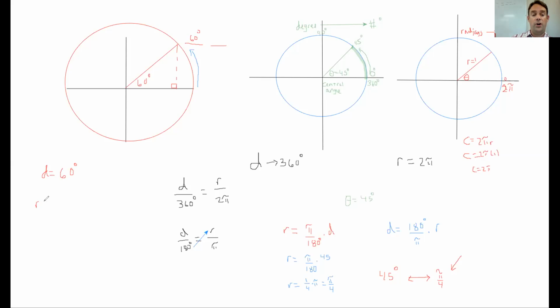All right, let's try it. So R is pi over 180 times 60. So that's the same thing as 1/3 times pi, which we would say then is pi over 3. So this angle right here, you could call it 60 degrees. You could also call it pi over 3. 60 degrees, that's the degree form. Pi over 3, that is the radian form. So using this idea, let's go ahead and take it to our notes now.